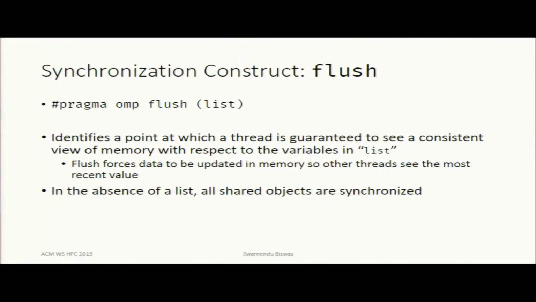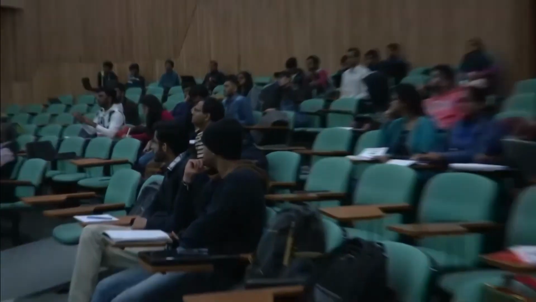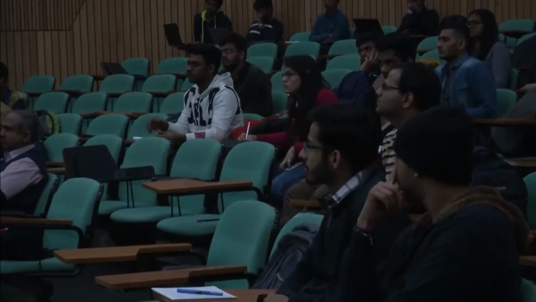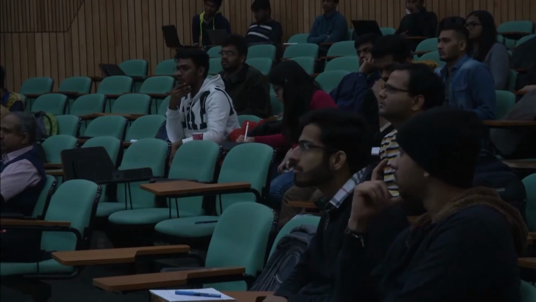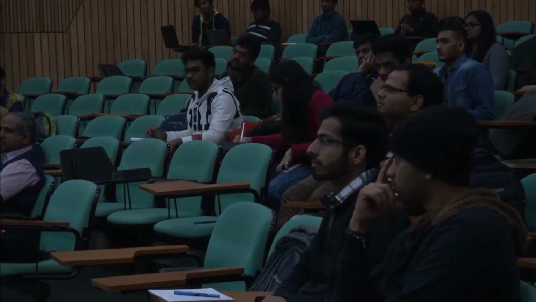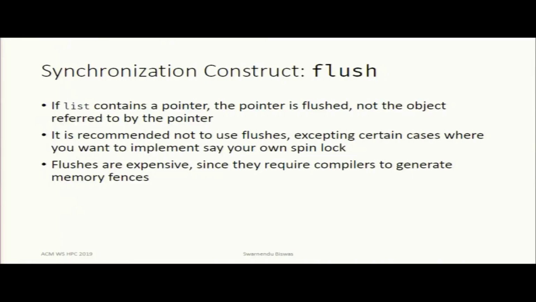Yes? This is similar to volatile in Java, yes. Not volatile in C++, because that does not ensure happens-before properties. So if the list contains a pointer, then the pointer is flushed, not the address that is dereferenced by the pointer. So it is recommended not to use flushes.